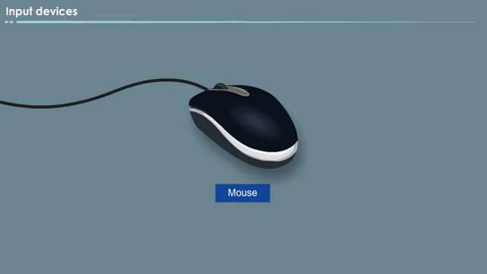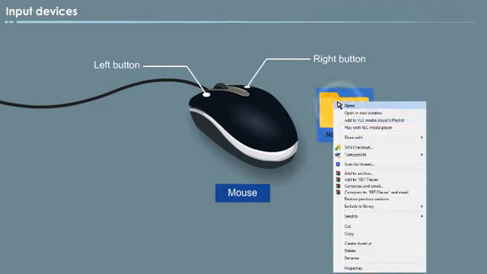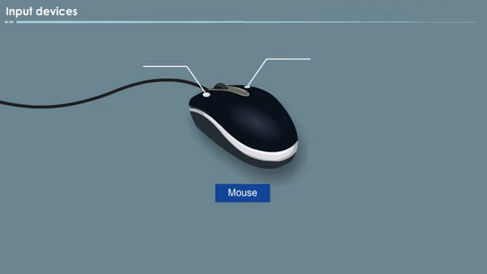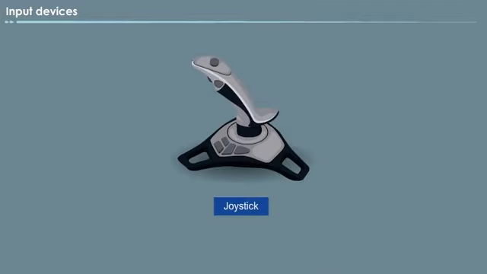Mouse, that is a pointing device. In computers, the mouse is used as a control pointer. Generally, the mouse has two buttons. The left one is used to select objects and text, and the right one is used to access the menus. Joystick. A joystick is a pointing device which is used to move the cursor position on a monitor screen.